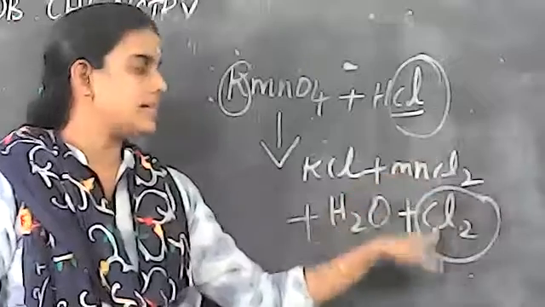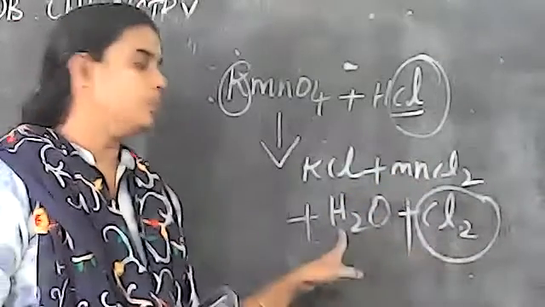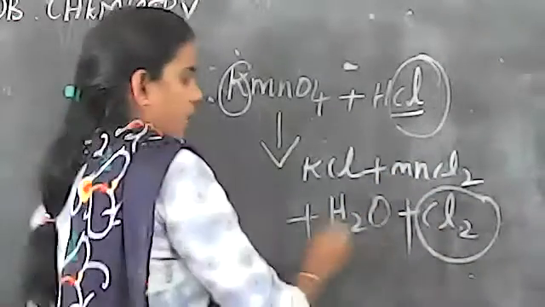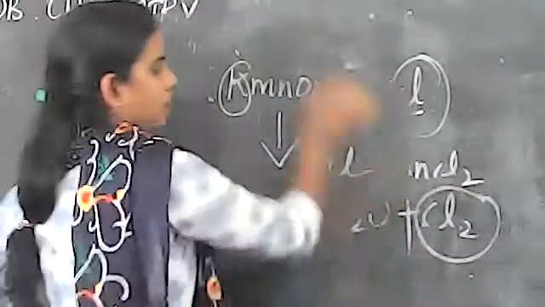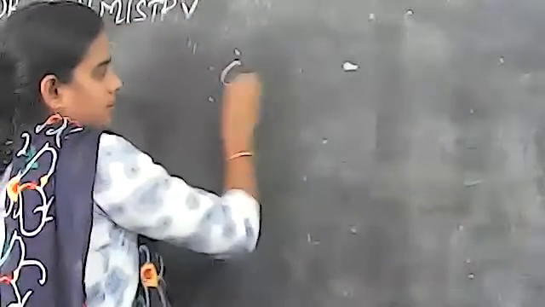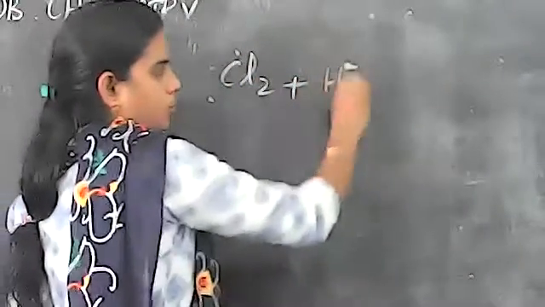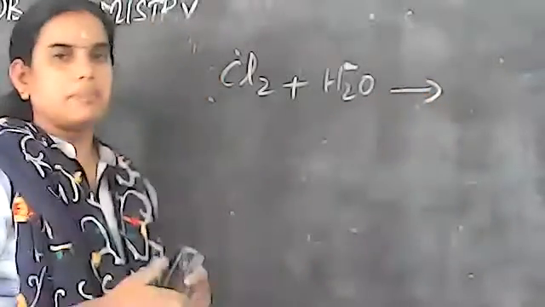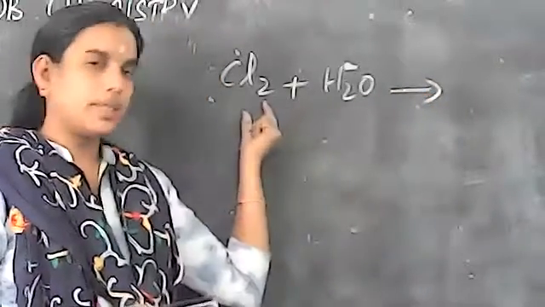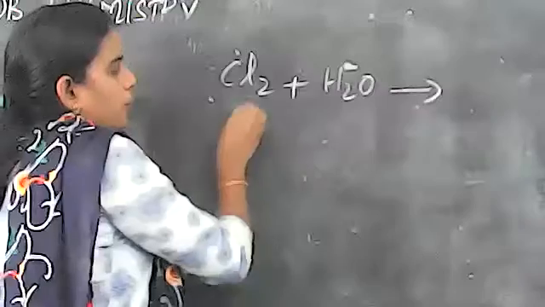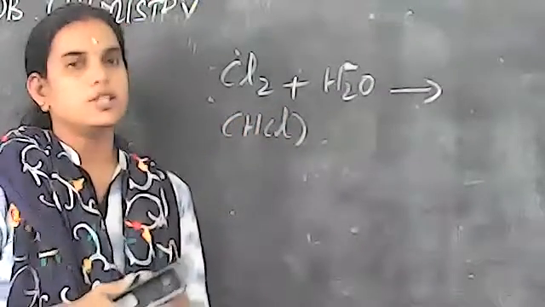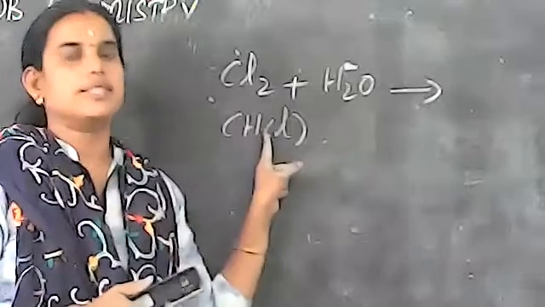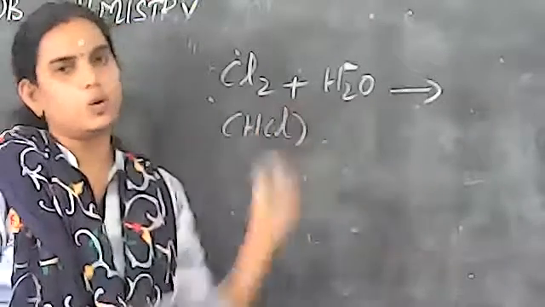And this chlorine gas is passed through which one? Water. So after obtaining this chlorine gas, it is passed through water. Do you know what is the reason? What is the reason behind this? Because along with this chlorine gas, some amount of HCl is present. Hydrogen chloride vapors. So we have to remove the vapors. That's why we are passing chlorine gas through water.